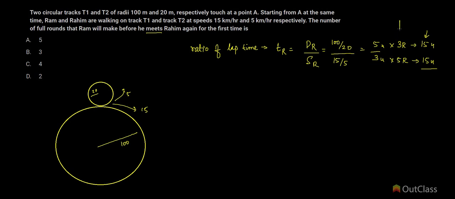Essentially, the number of rounds ratio is going to be the inverse of the lap time ratio, but make sure you make it co-prime as well. So for example, if you got 6 by 10, don't say 6 rounds. 6 by 10 is simplified to 5 by 3, and then you will say 3 rounds. Ram has done 3 rounds by the time they meet for the first time. Answer is 3.